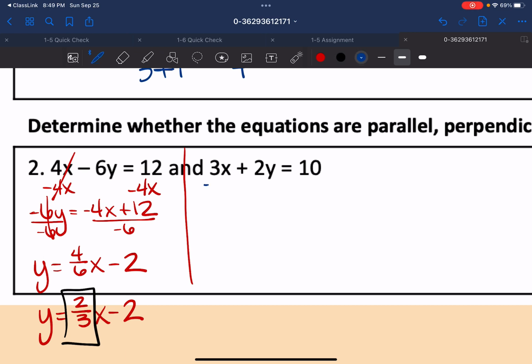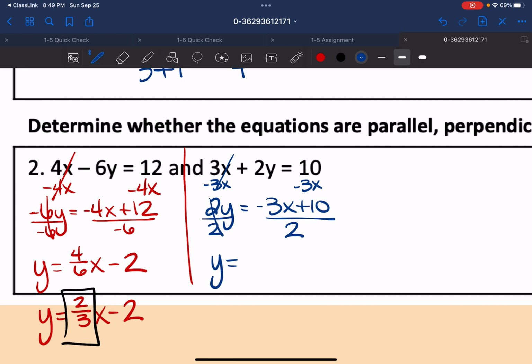And now let's do the next one. We're going to do the same thing, subtract 3x from both sides. We're going to get y by itself, so 2y equals negative 3x plus 10. Those are not like terms, we cannot combine them. Divide everything by 2. y equals negative 3 over 2 x. Doesn't divide, so we leave it as a fraction. 10 divided by 2 gives me 5. 3 over 2 cannot simplify, so we can box that in and say we have both of our slopes.